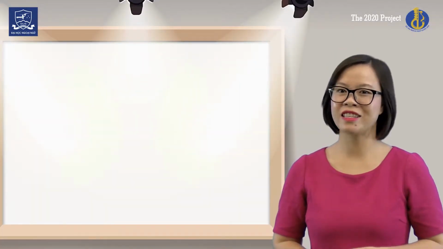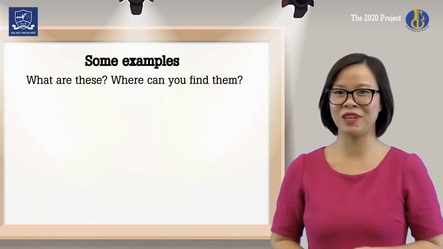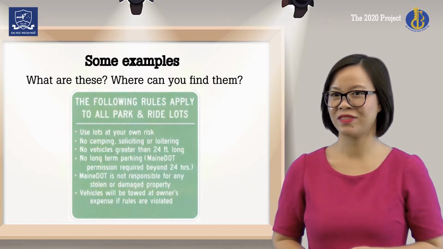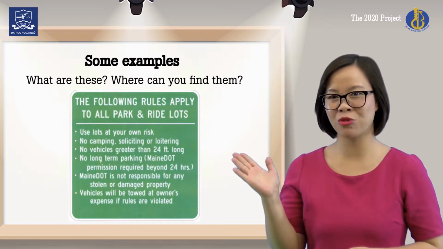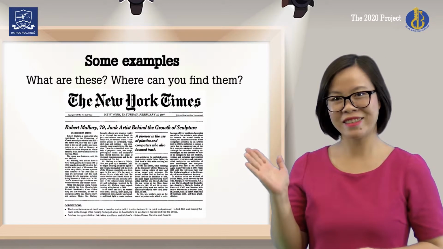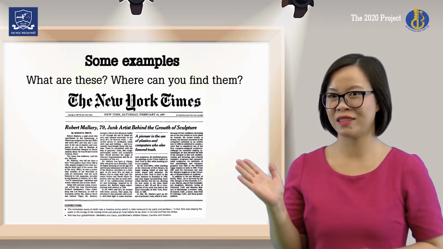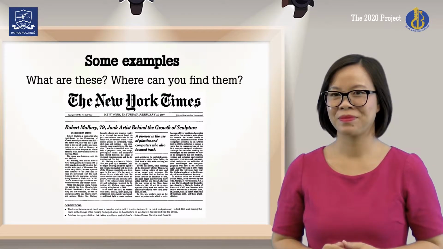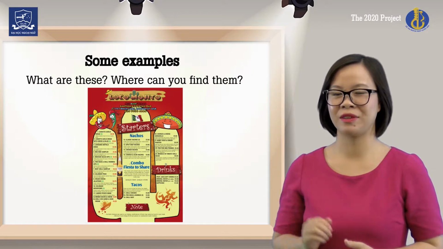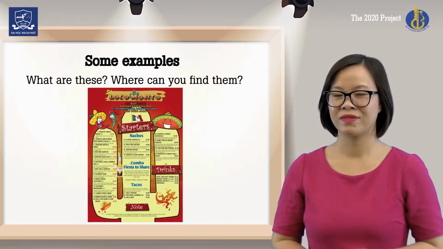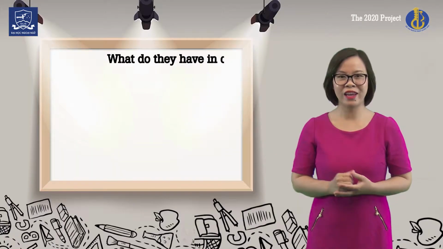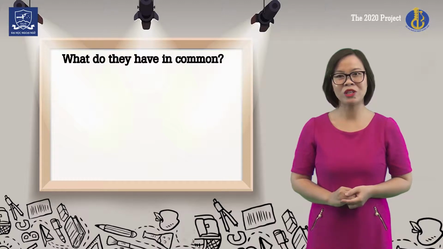Let's have a look at the examples of authentic materials. Tell me, where can you find these? This is the car park rule. This is the New York Times. Familiar? This is the menu in a restaurant. And this is a brochure. Okay, you have seen them. What do they have in common?